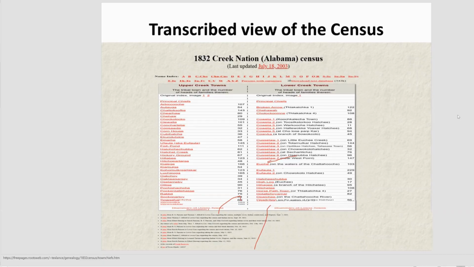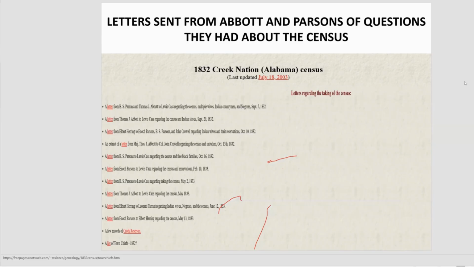This particular website was created many years ago, and as you can see, it was last updated in 2003. I'm grateful that it was still active, because it could have been taken down, right? I was hitting it to see what I could find. Now that it has been transcribed, it is made available online. So what I'm sharing with you is the 1832 census.